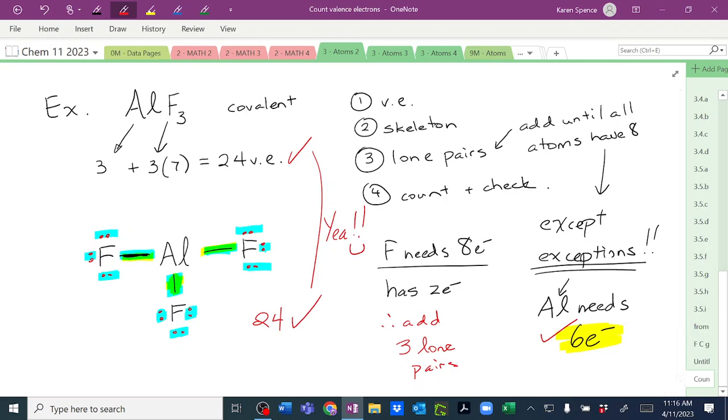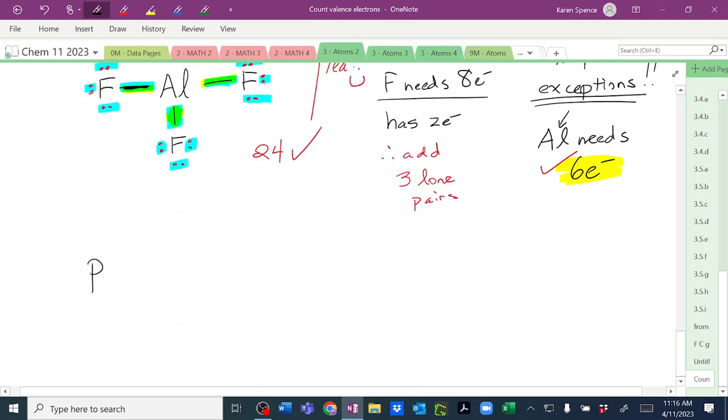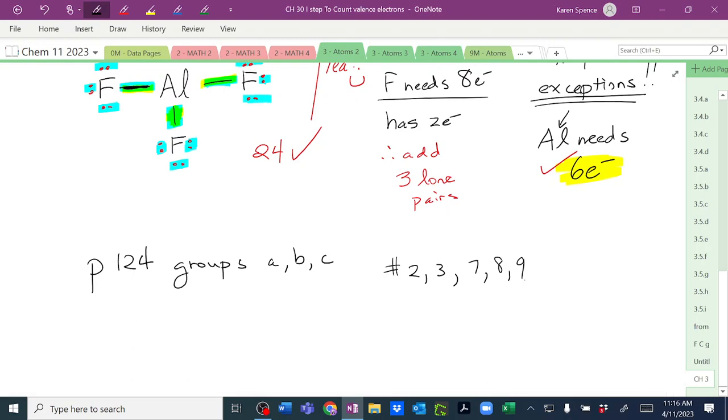Okay, so at this point, you guys should be able to do groups A, B, and C on page 124. So you did question 1, 2, and 14 already. So let's have you do questions 2, 3, 7, 8, 9. Oh, hang on. No, A, B, and D. No, just A and B. Oh, no, you can do group E. 26, 27, 28.